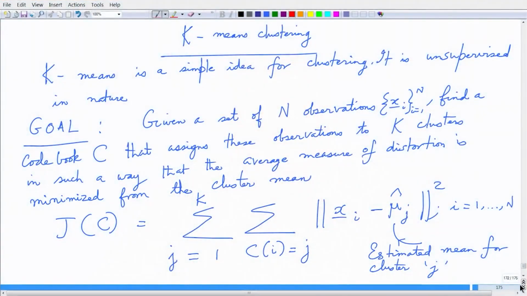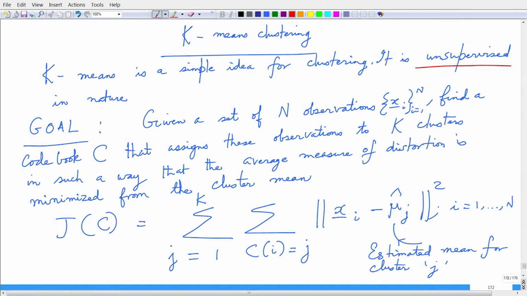So, what is k-means? K-means is a simple idea for clustering. It is unsupervised in nature because there is no desired response. I give you certain data points, I have to cluster them in some sense. In what sense do I cluster them? I need to have an optimization function for that. So, let us state the goal of the k-means clustering algorithm.